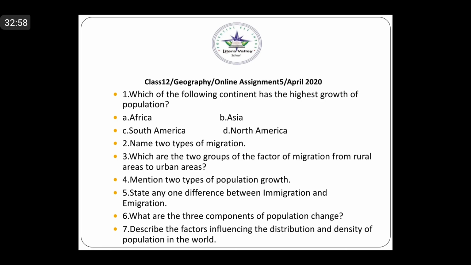Now there is one assignment which you have to do in your notebook. These are the questions based on the topics which we have done today: population growth, components of population change, and migration. You will do it in your notebook.